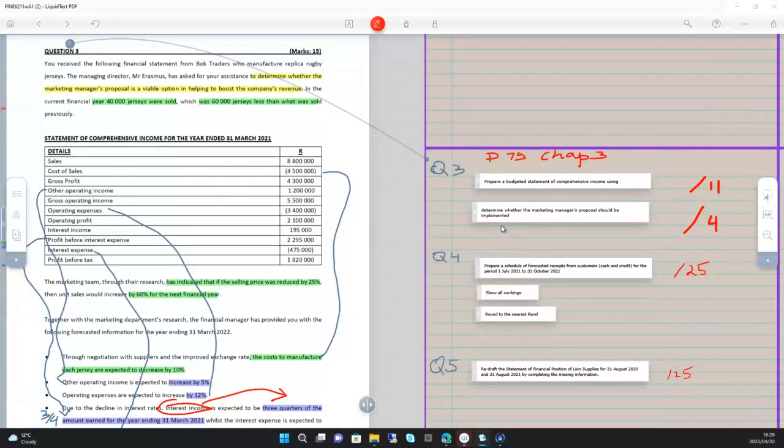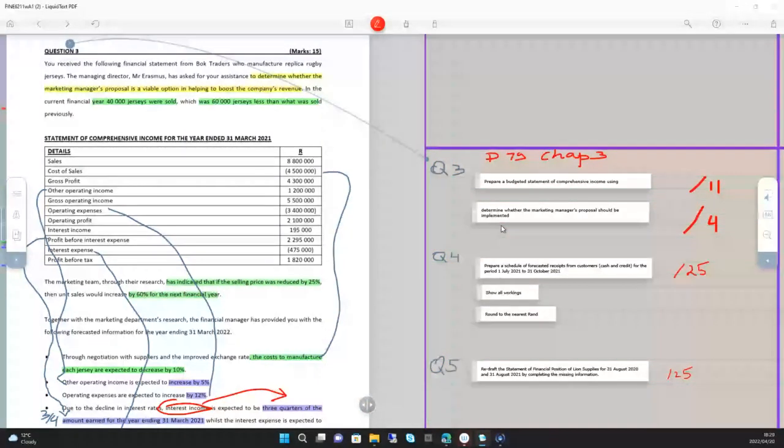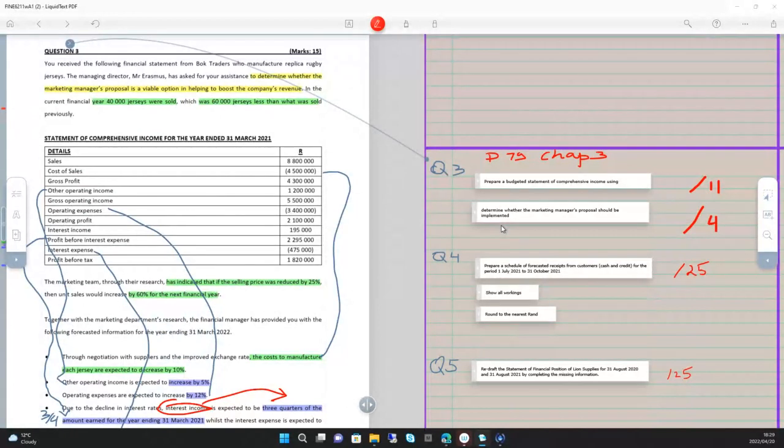Okay, and the second part of your question will ask you to determine whether the marketing manager's proposal should be implemented. All right, so that's quite clear. Is that clear? Yeah. Awesome.